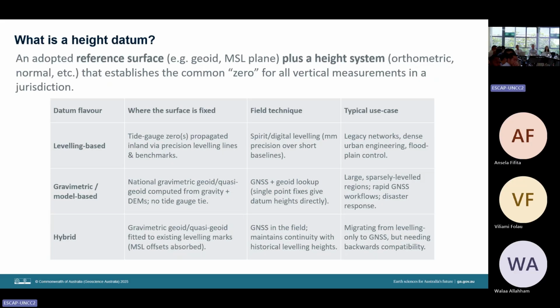The third option is a merging of the two things. So hybrid datums. These blend gravimetric geoid models with existing leveled networks and can do things like absorb mean sea level offsets and create a geoid surface that preserves or incorporates any existing historic leveled heights. Hybrid systems let you transition from traditional leveling-based datums to GNSS as well, which maintains that backwards compatibility and helps ensure that old and new data sets can be used together seamlessly.